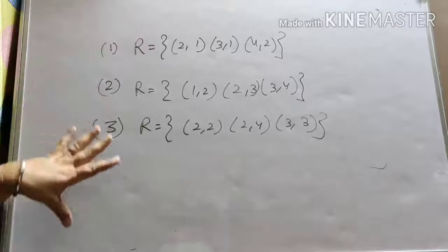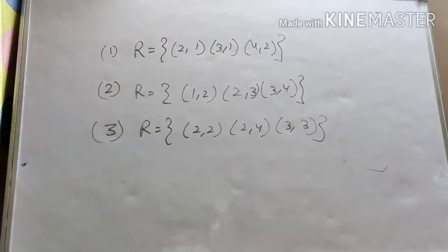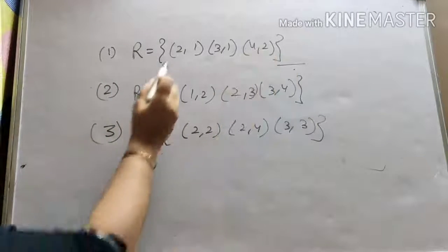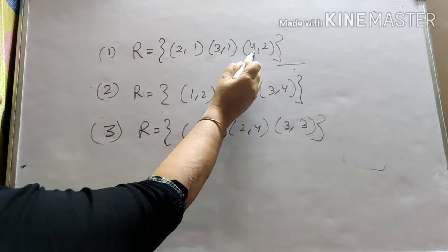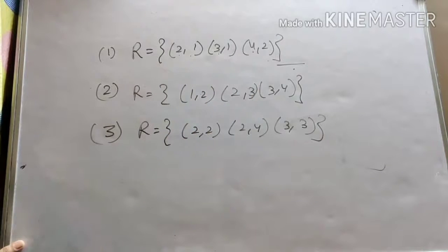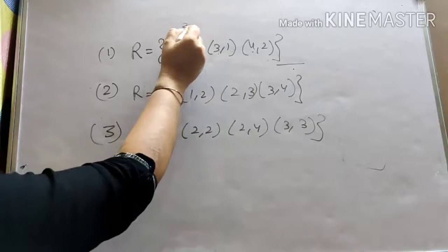Now, in these relations, we have to check whether these relations are functions or not. First, every element of X has a unique image in Y. Image of 2 is 1.